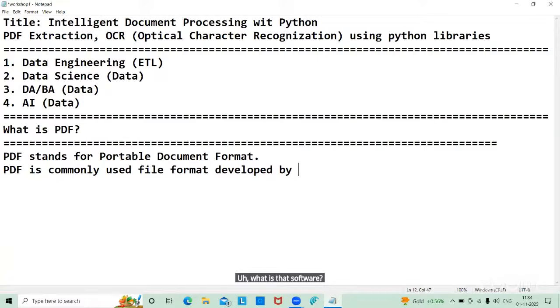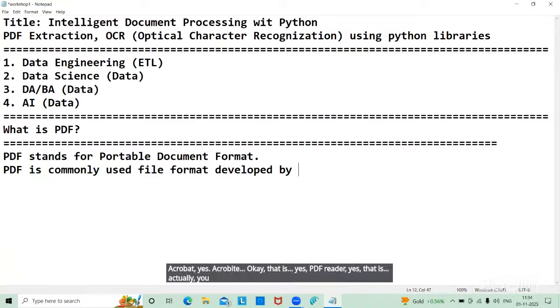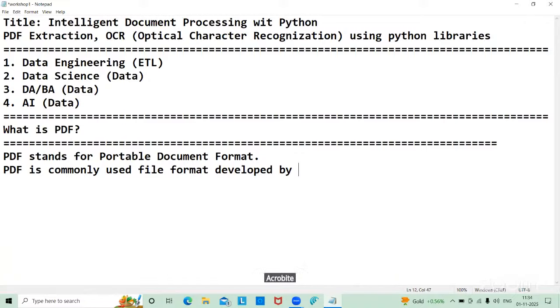Acrobat. Yes, Acrobat. That is a PDF reader, which means you actually require Acrobat. Acrobat is a product of Adobe. Adobe Acrobat, right?